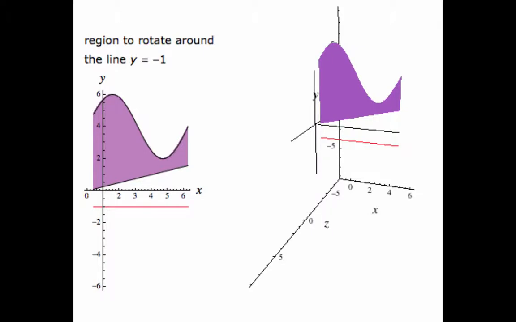Rotating the area between two curves can lead to some interesting new shapes. Here we have this purple area, which is rotated not around the x-axis, but around a line which is parallel to the x-axis and below it. That is to say, at y equal to minus 1. Let's now rotate it around and see what happens.